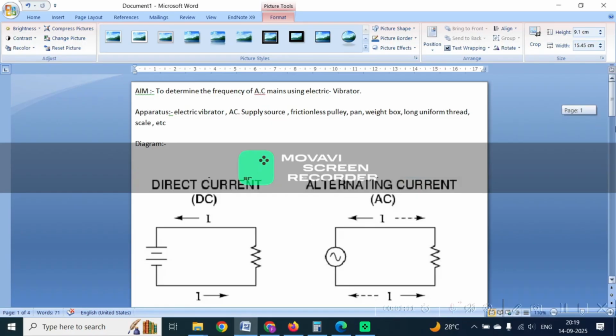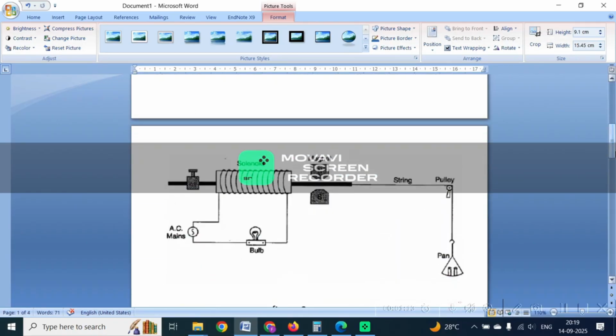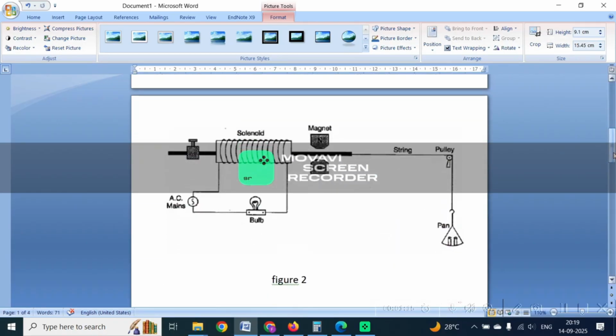So let me explain the diagram of this experiment. Here is the main diagram which we can use in our laboratory work to do the experiment. So this is an electric vibrator, and you already know about the electric vibrator. Let me tell you about it. An electric vibrator consists of a solenoid and a thin steel rod.